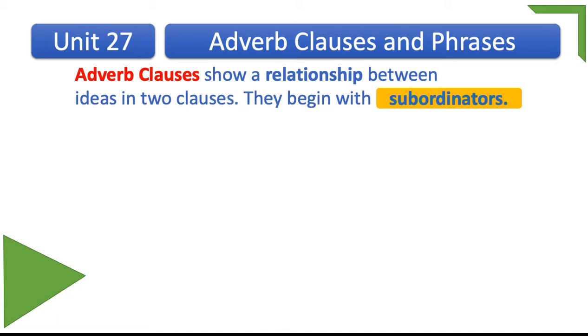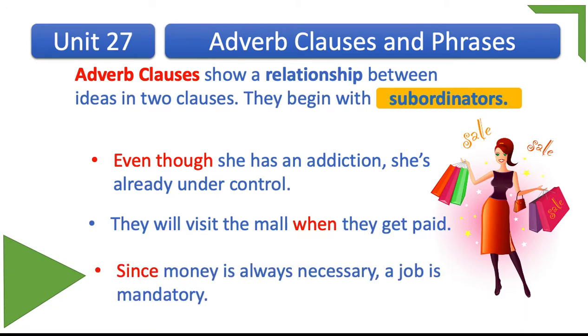Adverb clauses, as I already mentioned, show a relationship between ideas in two clauses. So I would like you to read these three examples. Even though she has an addiction, she is already under control. They will visit the mall when they get paid. Since money is always necessary, a job is mandatory. So in the three examples provided, we are using adverb clauses. Let's see how this works.